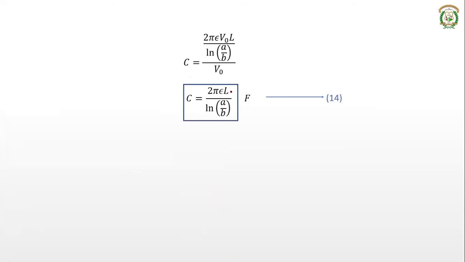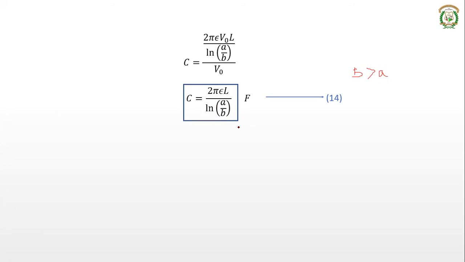That is 2 pi epsilon L divided by ln of B by A, where A is the radius of the inner cylinder, B is the radius of the outer cylinder. So B is greater than A. Epsilon is the permittivity of the dielectric medium present between the two cylinders, and L is the length of the capacitor or length of the cylinder.